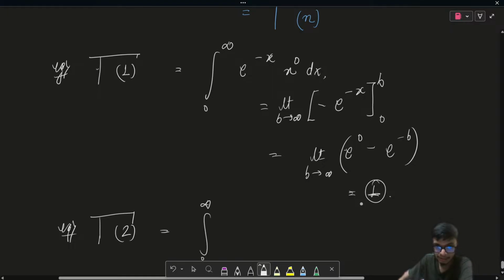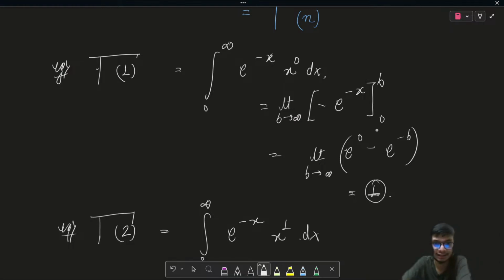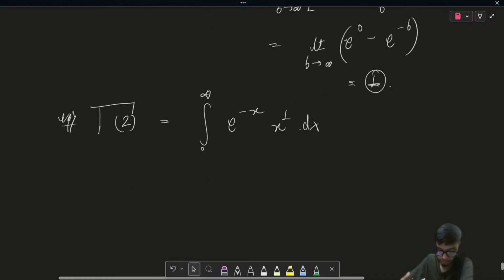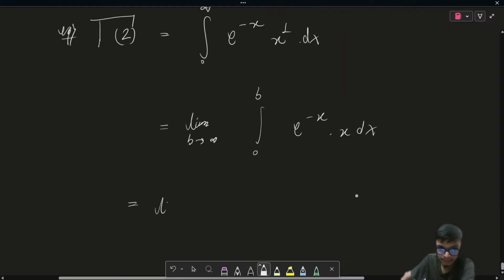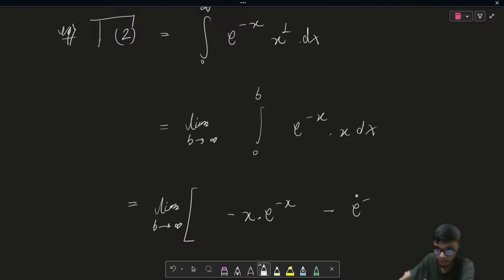Similarly, using the same result, we can find gamma of 2. That will be the integral from 0 to infinity of e to the power minus x times x to the power 1. Once we have this, we can use integration by parts. Using the limit as b tends towards infinity, over the interval 0 to b, of e to the power minus x into x dx, and applying by parts, the result is going to look like minus x e to the power minus x minus e to the power minus x, over the interval 0 to b.